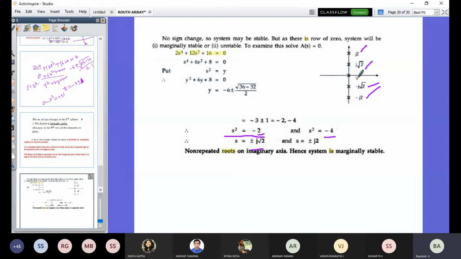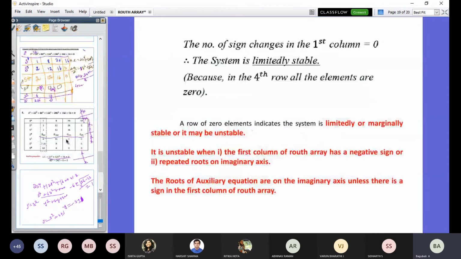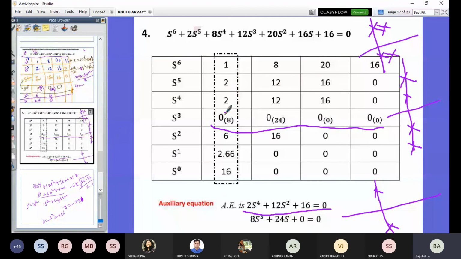Suppose the entire row becomes 0, or, as in the previous case I told you, the first column becomes 0. You can take the previous row as the auxiliary equation, and you can determine where the roots are located. Do you understand? The same principle you can apply there also.